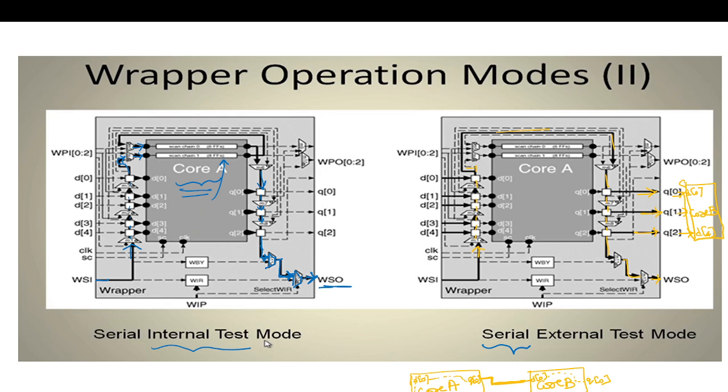And why serial? Because from WSI it can be shifted through, but finally it will be obtained at WSO. So from WSI, the responses are shifted in serially and also shifted out serially. So this is the serial external test mode, and external test is for interconnect, so between core A and core B.